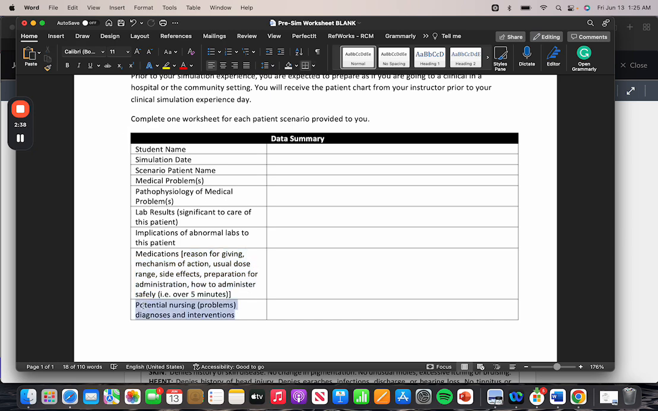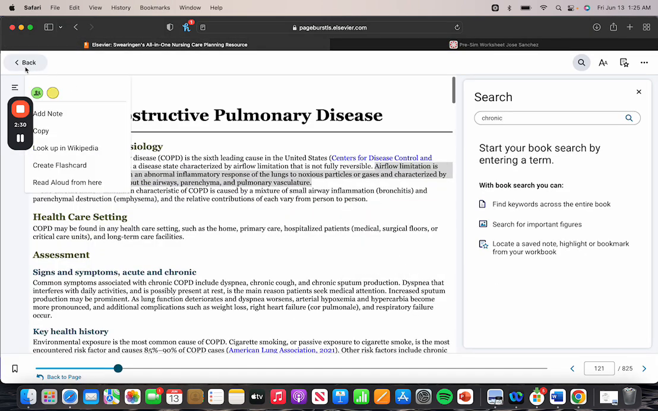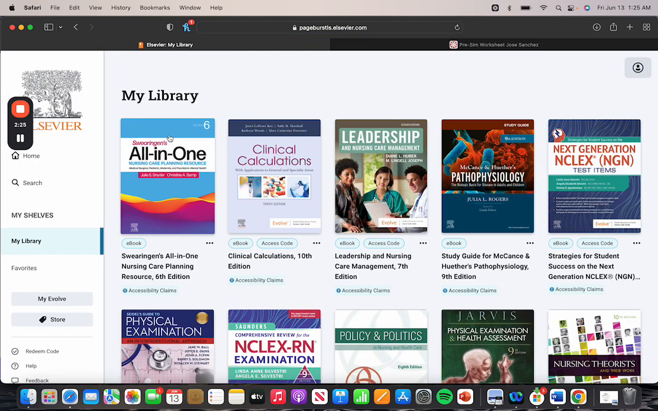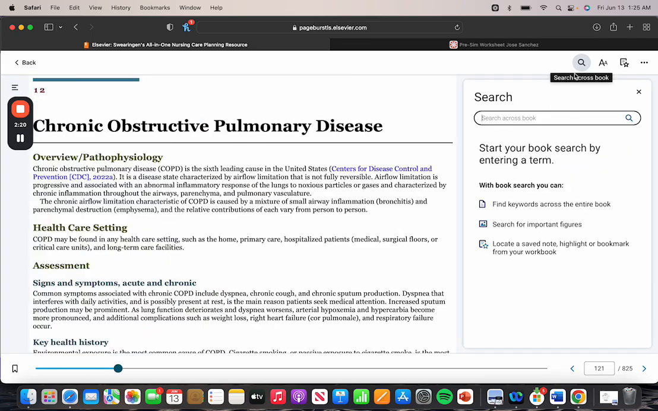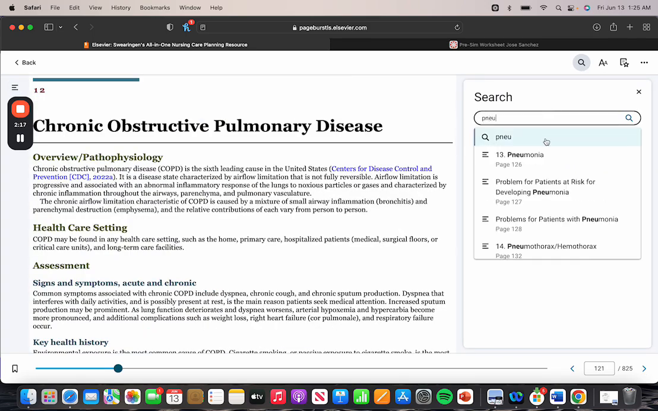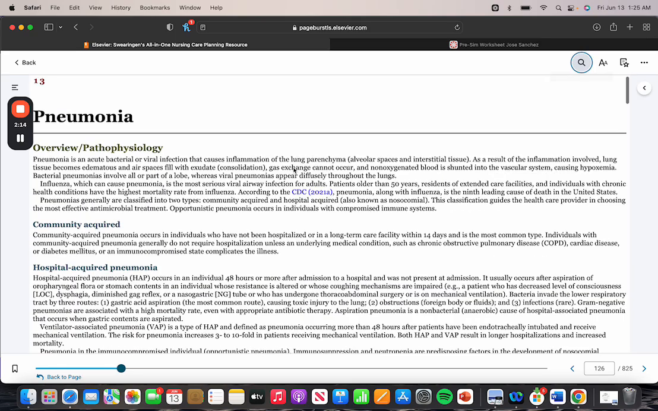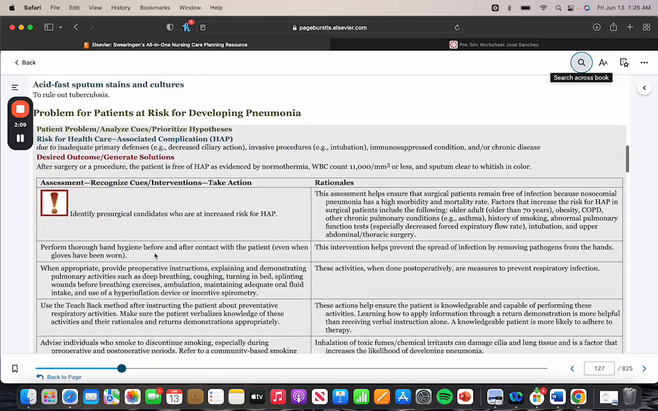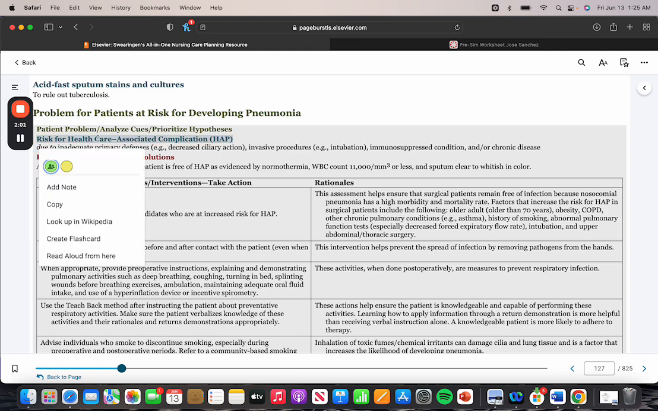The last box here is your nursing diagnosis and interventions. The way you get this is in this same book here, your all-in-one. But now, instead of searching up their medical history, you're going to search up their diagnosis. So again, this patient's was pneumonia. I'll search that up, and you'll scroll down a little bit, and in these shaded boxes here, it has your nursing diagnosis and a lot of extra information. So there's going to be multiple for whatever you search up.